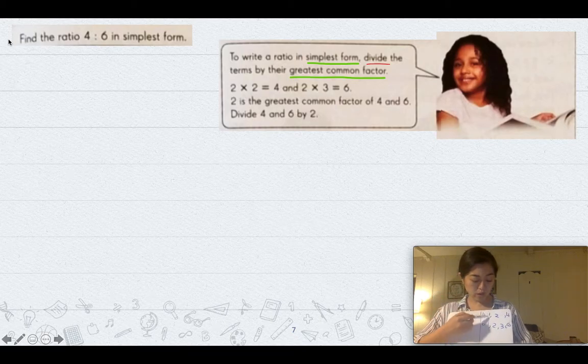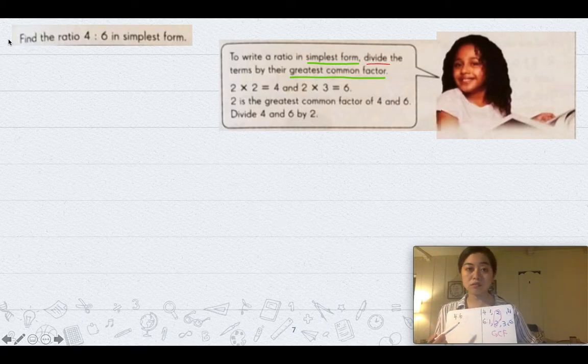So let me see. They have a 1 in common, okay? 2 in common. No 3s, no 4s or 6s in common. So it looks like 2 is the greatest common factor between 4 and 6. All right. And so now that I found the greatest common factor is a 2, you want to write this in simplest form. It's kind of like a fraction.